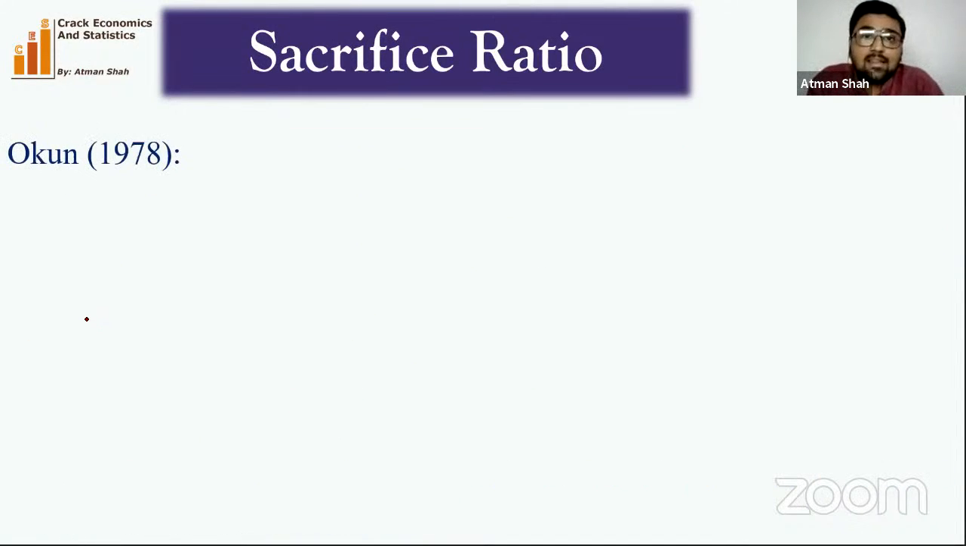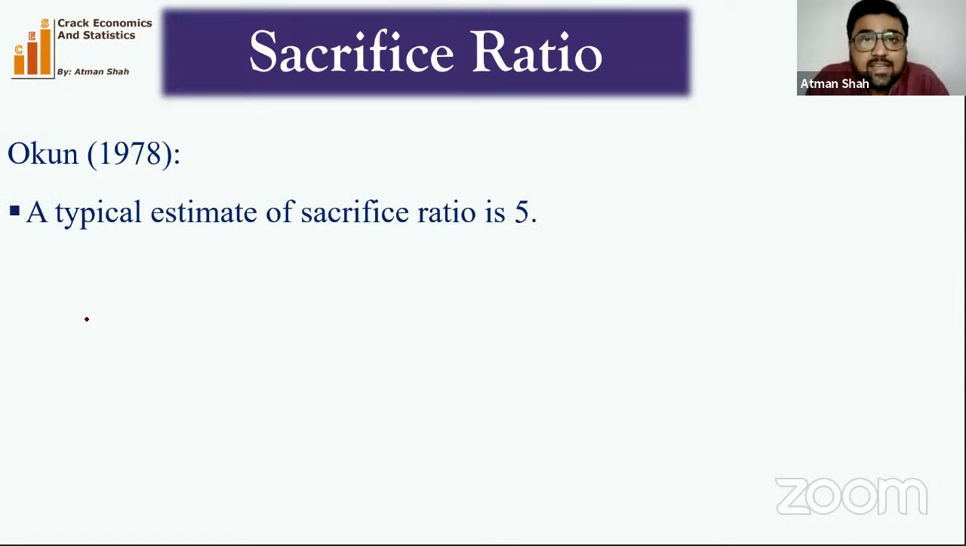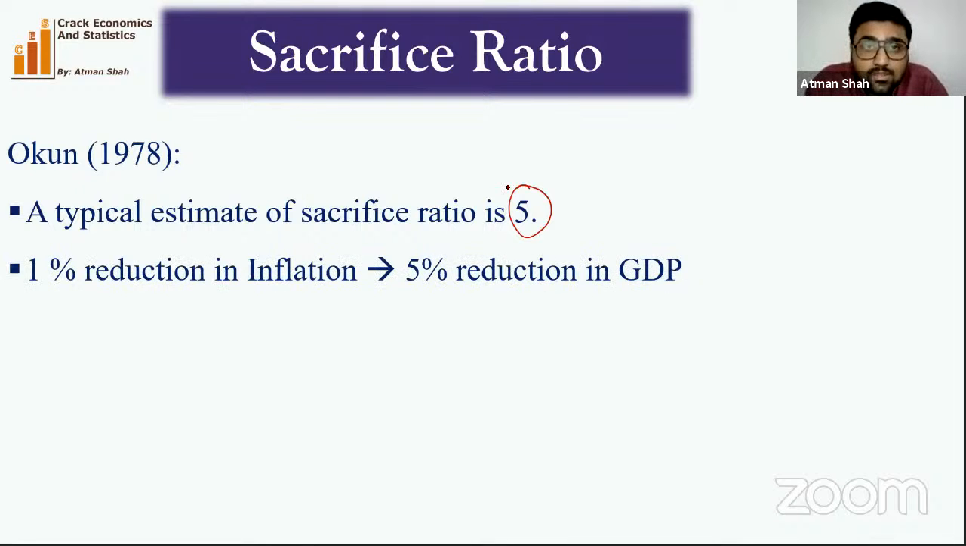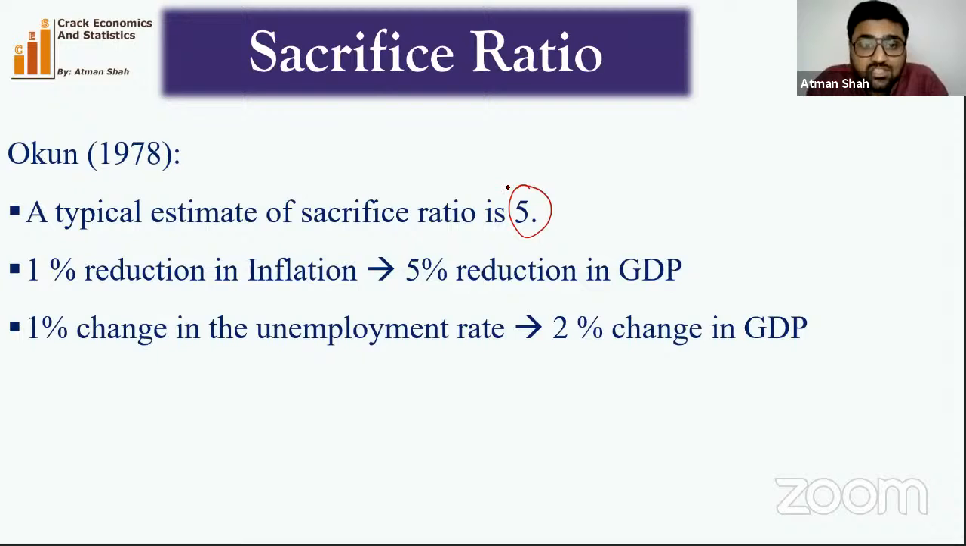Now, Okun in 1978 actually estimated this sacrifice ratio, and the typical estimation is 5. Now, what does that mean? 1% reduction in inflation causes 5% reduction in GDP. That is output. When we say GDP, we are talking about the output. And 1% change in unemployment rate reduces 2% change in GDP.